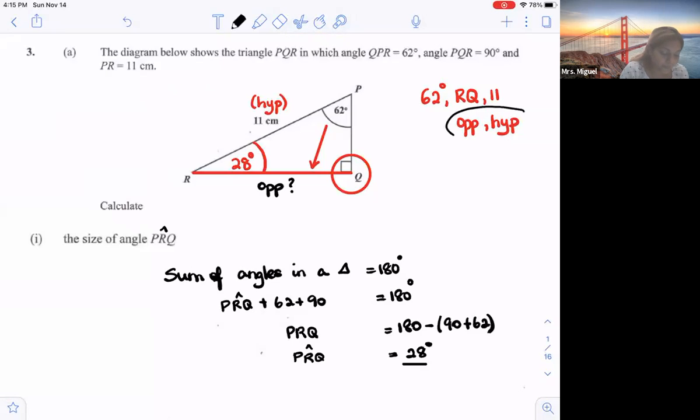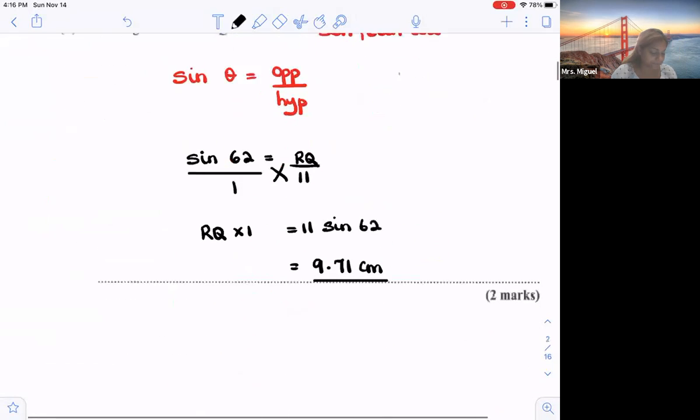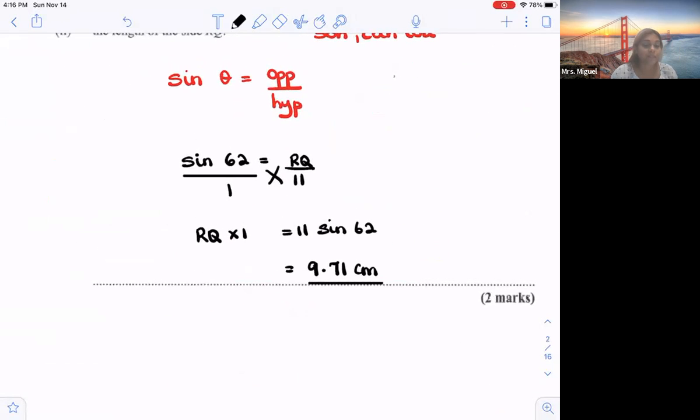So in my question, I am given two sets of information. I am given the opposite and the hypotenuse. This will tell me that I have to use the sine ratio. So sine of 62 is equal to the opposite, which is RQ over 11. By cross multiplying and writing to two decimal places, I will get RQ as 9.71. So far, we would have scored 3 marks in this question.